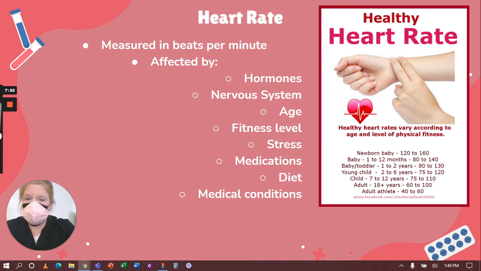But there are many things that can change your heart rate. Hormones, stress, pain, sympathetic and parasympathetic. Your age, your fitness level, medications, diet, medical conditions, a whole lot of things can affect your heart rate. Also, if you get scared, right? That's part of your sympathetic nervous system.